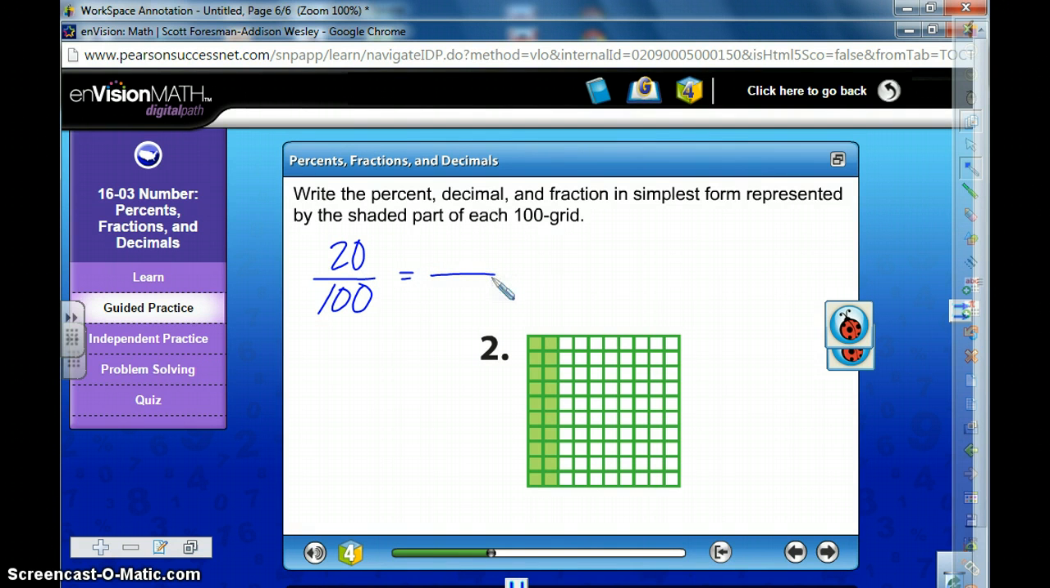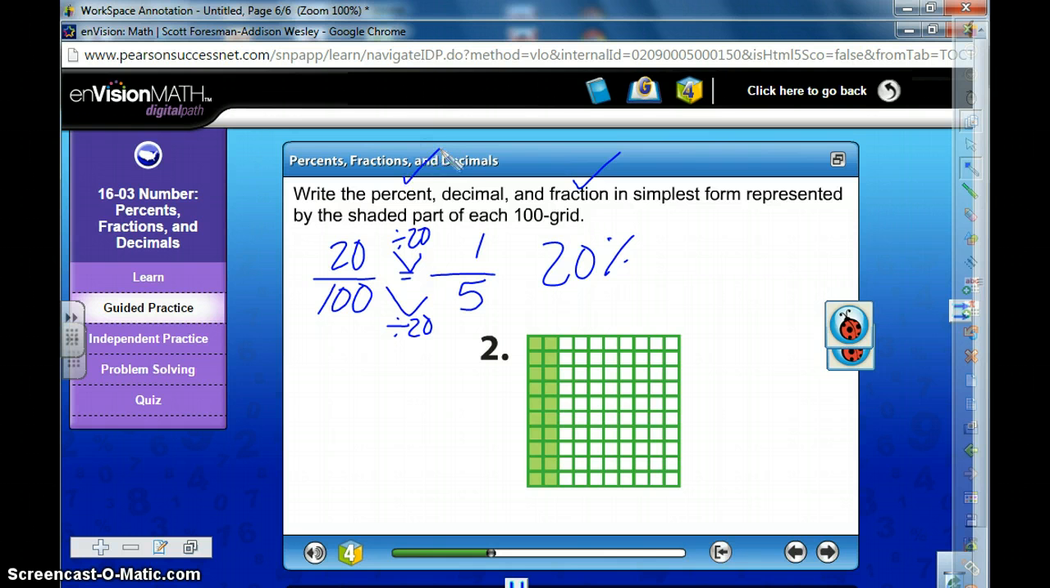20. If I divide top and bottom by 20, 20 divided by 20 is 1. 100 divided by 20 is 5. 1/5. That's my fraction in simplest form. That's done. Percent and decimal. Percent is easy. We can go back and look. Cammie, what is this as a percent? You got it, girl. 20%. Good job. And the last one, decimal.